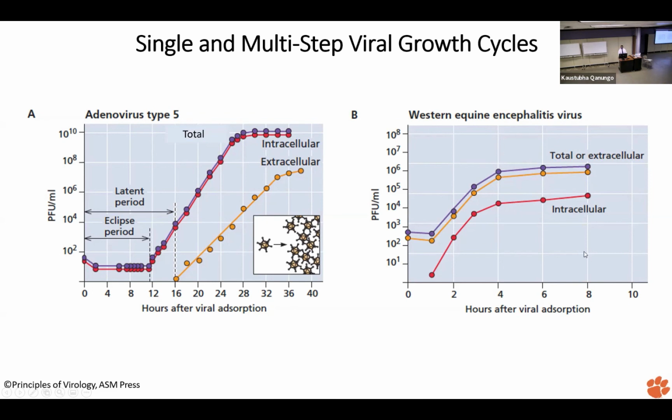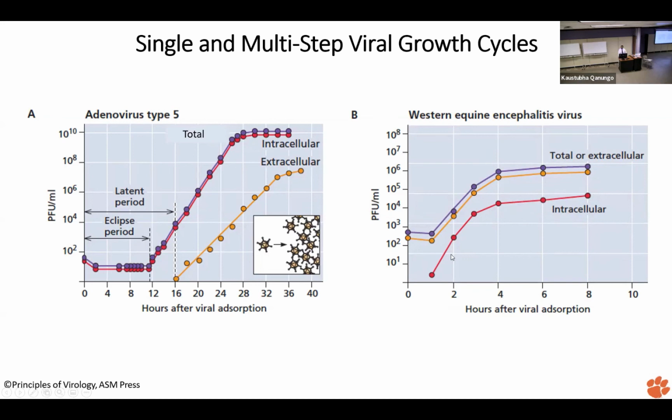The second example, on the other hand, is a Western equine encephalitis virus. This is a budding virus. And with this virus, you can easily see that as it buds out of the cell, you have more of a parabolic growth curve. You can see that this is the total or extracellular virus. This one is extracellular, that's total intracellular virus.